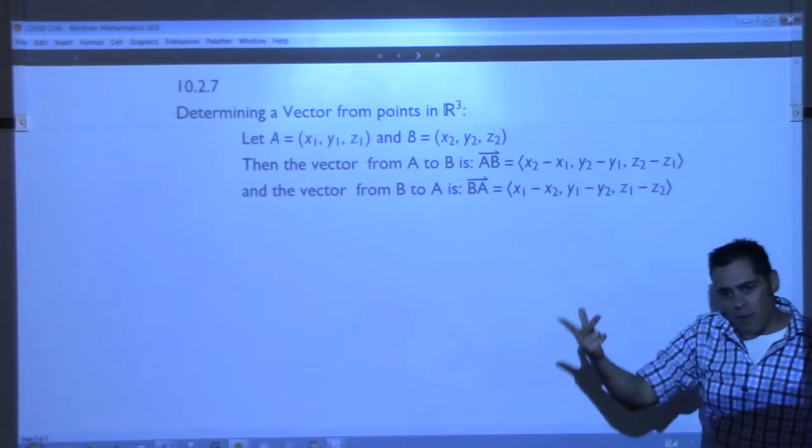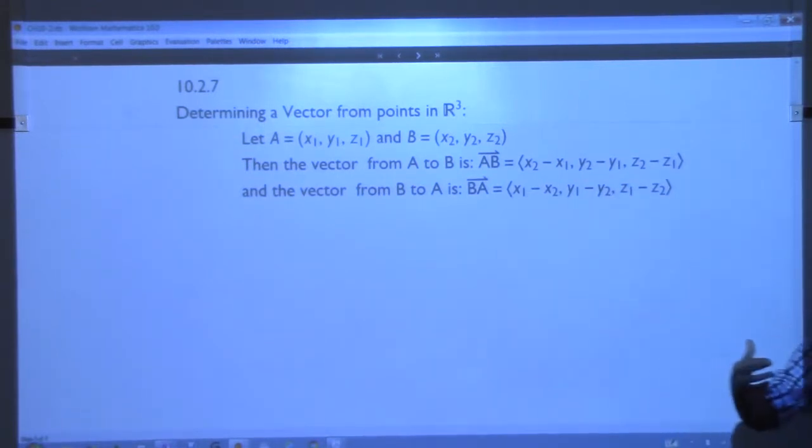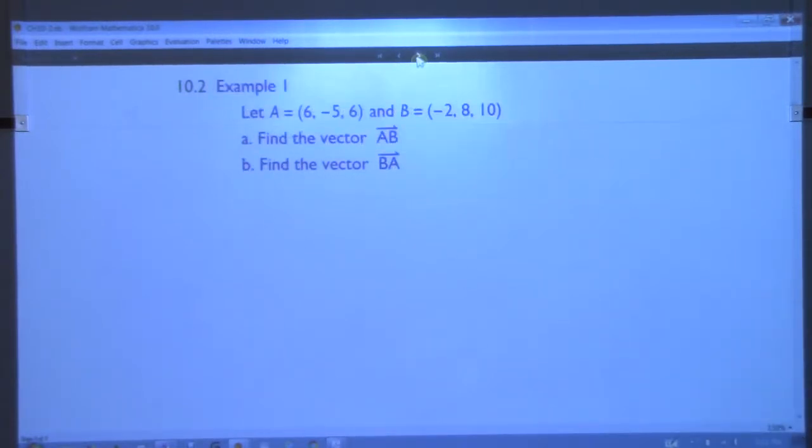Now if we flip over and go from B to A, these things flip. Again, is that pretty straightforward? Do I need to go through an example of that? We're good? Okay. So yeah, here's an example. Let's just do one of these.